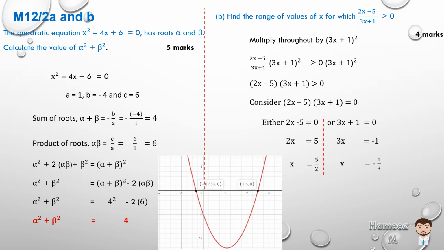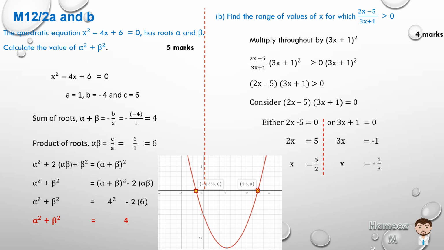Let's make a sketch to help visualize what's happening. Since we have that equation (2x minus 5) times (3x plus 1), if we multiply it, we get 2x times 3x is 6x squared. Why is that important? It means that a is equal to 6, so a is positive, so this is a U-shaped graph. And we know the two roots. One is positive at 5/2, and one is negative at minus 1/3. So if we sketch that, what does it tell us?